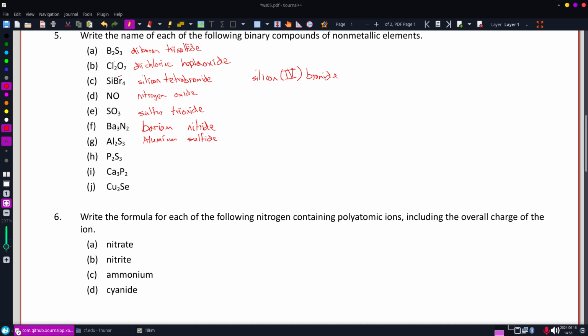On H we have phosphorus and sulfur. Both of those are nonmetals, so this is diphosphorus trisulfide. Next one is a metal. Calcium is in group 2, so it's a fixed charge. So this becomes calcium, no Roman numeral, phosphide.